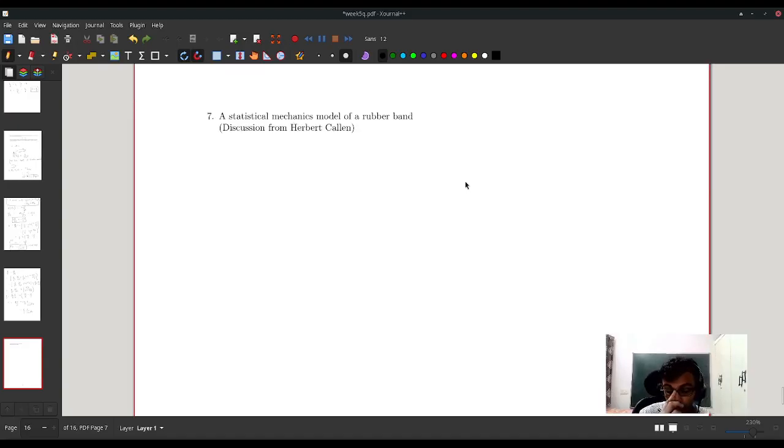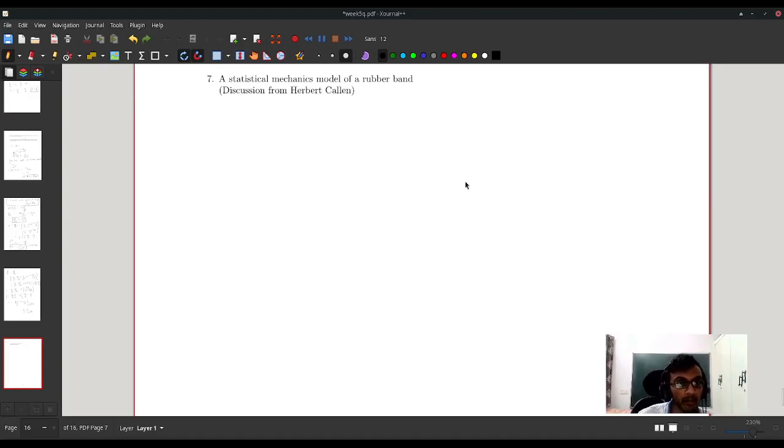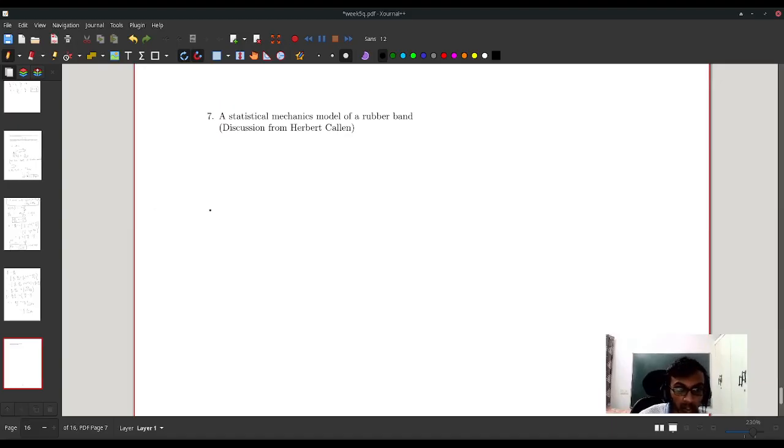So first, to start off with a thermodynamic description, or a phenomenological description of the rubber band. One striking property of the rubber band is that if you increase the temperature, it shrinks, it contracts. So consider the following experiment. There is a rubber band which is stretched, and it is tied at a fixed length.